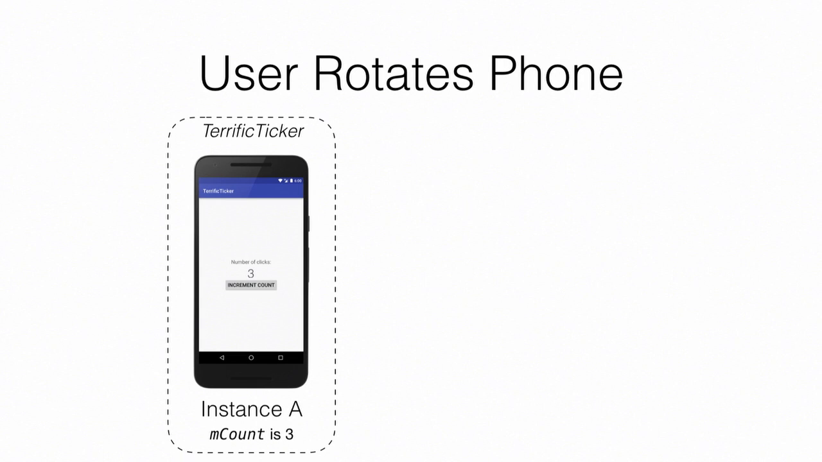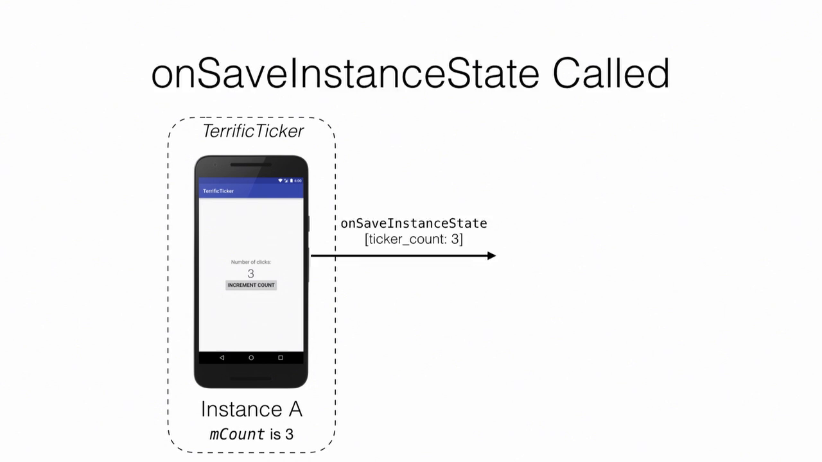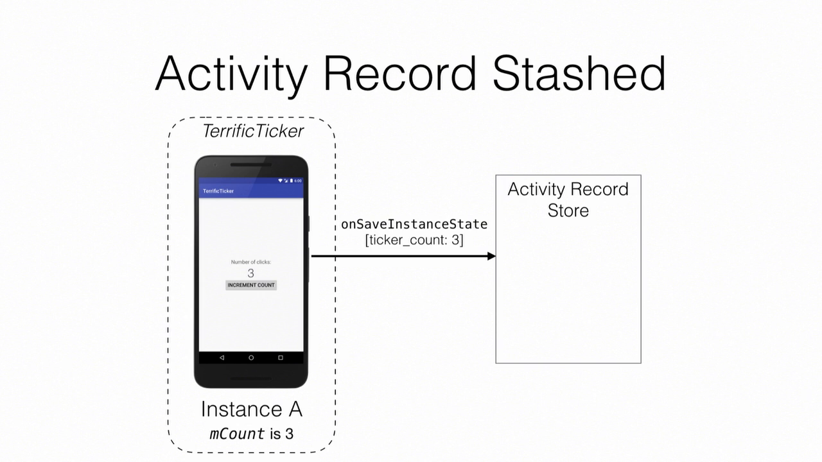Okay, so just a little bit of a conceptual walk of what's going on under the hood. Here's a picture of my terrific ticker process with my ticker activity instance living in it, and I'm calling it instance A. And the count is currently 3. So the user rotates the device, onSaveInstanceState is called, which stashes something called an activity record somewhere in the operating system. What really matters is not where it's stashed, but the fact that this is not tied to your activity's lifecycle. This is going to persist past your activity being destroyed.